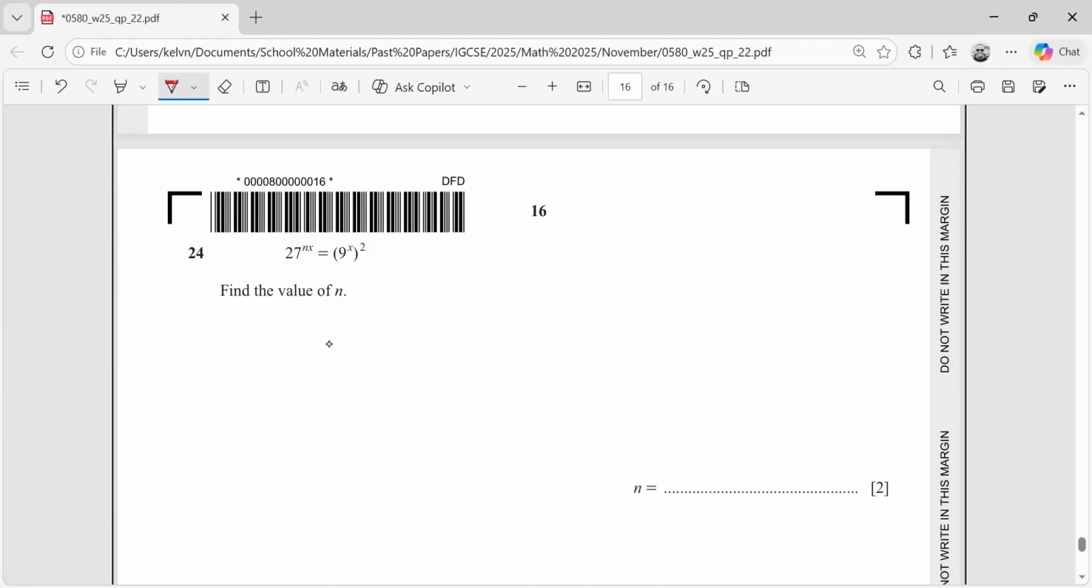I'm going to rewrite this as 3 power 3, and then we have nx there. And I'm also going to rewrite this 9 as 3 power 2. There is an x there, so multiplied by that, and then there is that other 2 outside there. So let me put this in one go. This is 3 power nx equals 3 power 4x. Now, because the bases are the same, I can concentrate on the indices. So I know this is 3nx equals 4x.